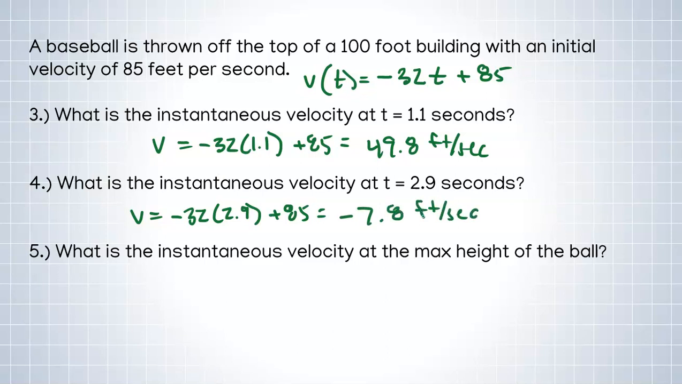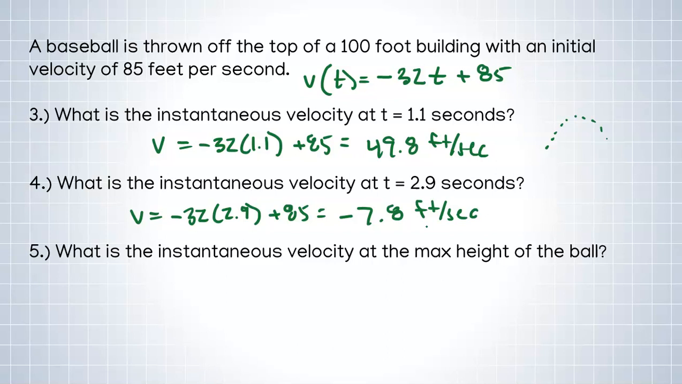Now let's talk about the fact that the first answer was positive and the second answer was negative. What's up with that? Well, when an object has a velocity that's positive, it means it's on its way up. So at 1.1 seconds, the baseball must have still been on an upward movement, going up. But at 2.9 seconds, it must now be coming down because the velocity is negative 7.8, and negative velocity means that the object is on its way down. Makes a lot of sense.